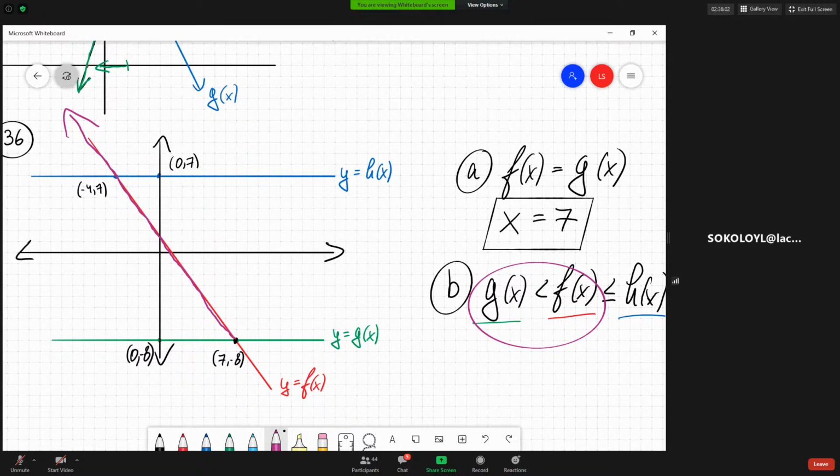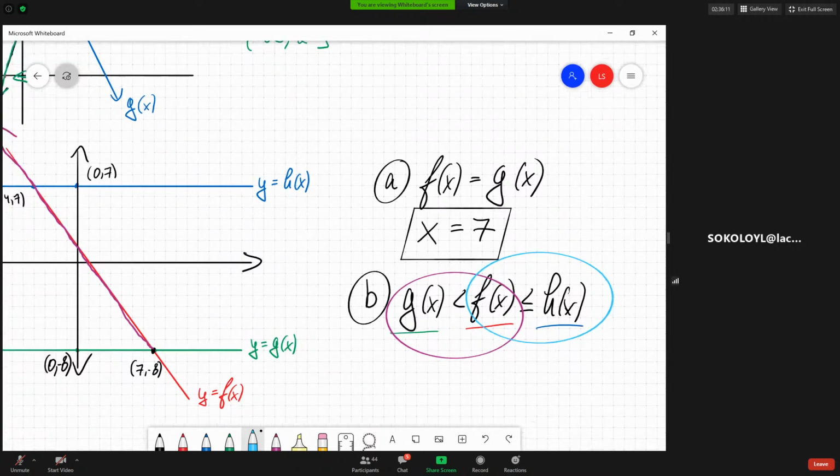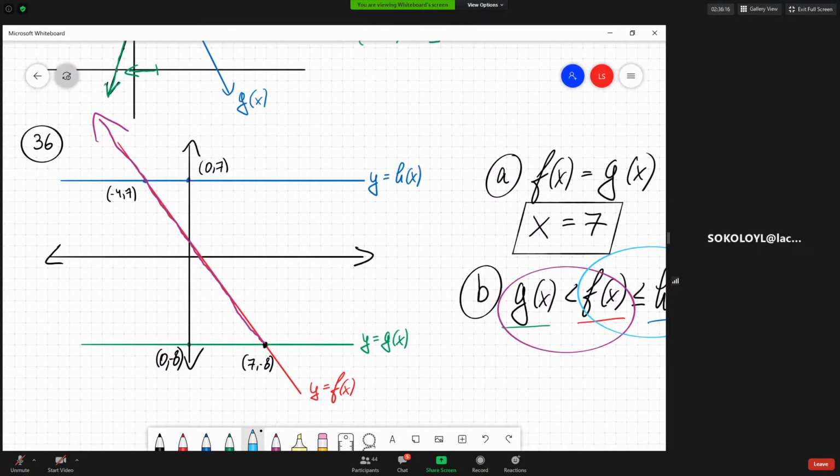But there's a second part of this inequality. When is function f less than or equal to function h? Function h is the blue line. Again, f is still the red line. So when are the function values of f less than or below h, including when they're equal? The equal part is right here, that blue point, and less than would be below. So the region where both of those conditions are satisfied is this region.